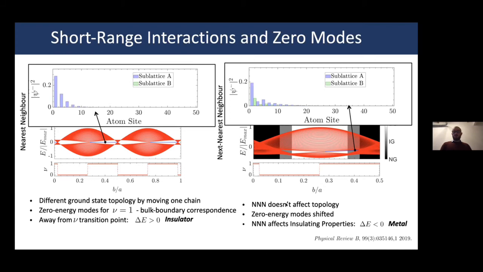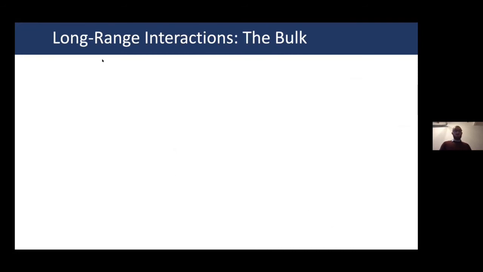So as we said, the next nearest neighbors don't actually affect the topology, the winding number calculation. It does shift the zero energy modes, of course, and can also push us out of an insulating phase into a metallic phase, and we lose the edge states in that case. Okay, so conscious of time, let's just move straight into the long range interactions.